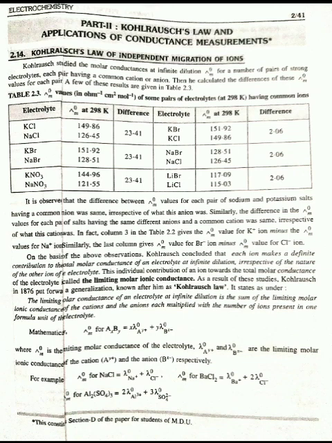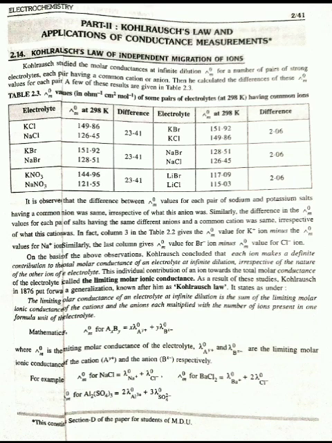Part 2, Kohlrausch law and applications of conductance measurements. Heading 2.14, Kohlrausch law of independent migration of ions. Kohlrausch studied the molar conductance at infinite dilution, Λm⁰, for a number of pairs of strong electrolytes, each pair having a common cation or anion. Then he calculated the differences of these Λm⁰ values for each pair. A few of these results are given in table 2.3.